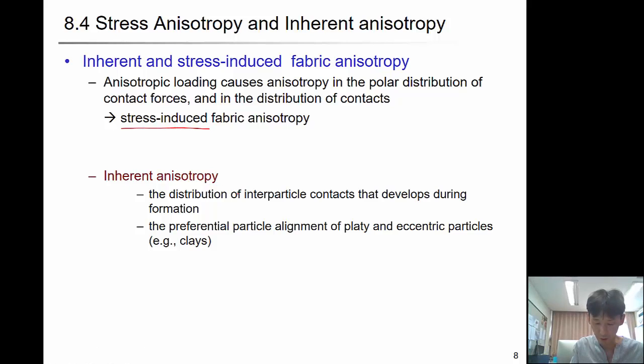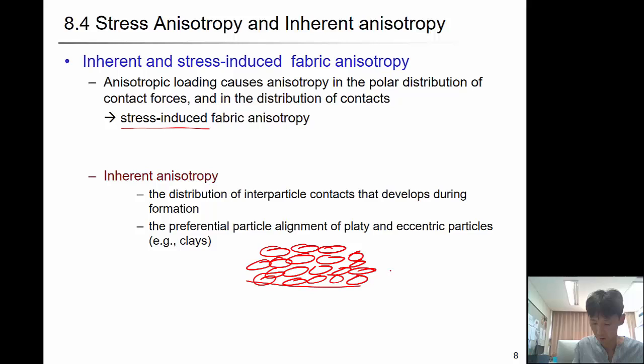And inherent anisotropy is the distribution of the interparticle contact that developed during formation and preferential particle alignment of the plate particle or eccentric particle. It's like if you have a rice, and then when you shake it, and it will deposit like this with the preferential alignment, and then this will cause the fabric anisotropy, and it's called inherent anisotropy.